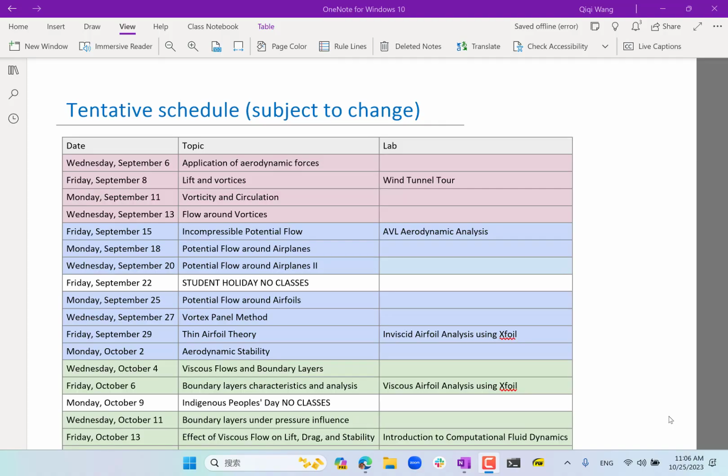Okay, let's get started. So today we're going to start our compressible aerodynamics module.